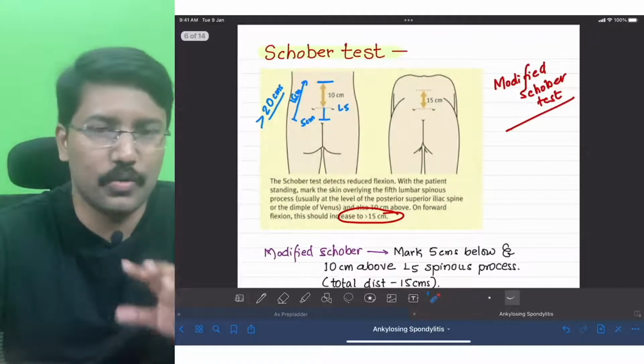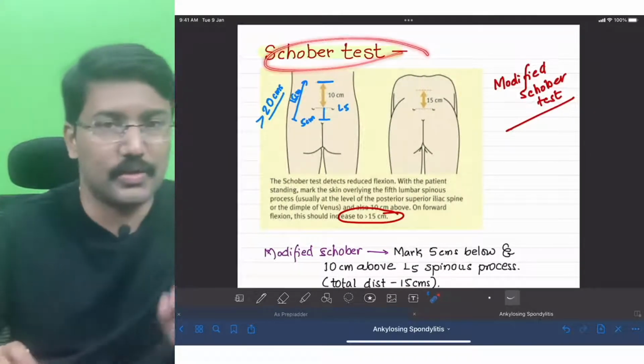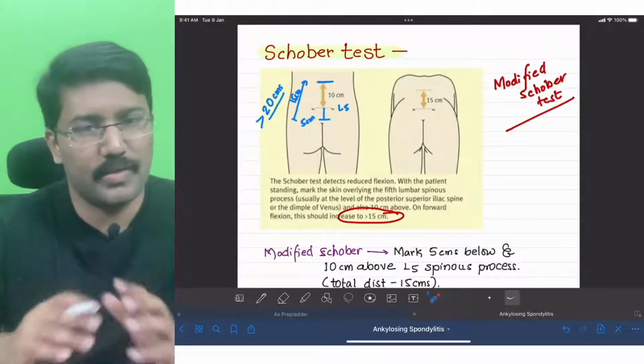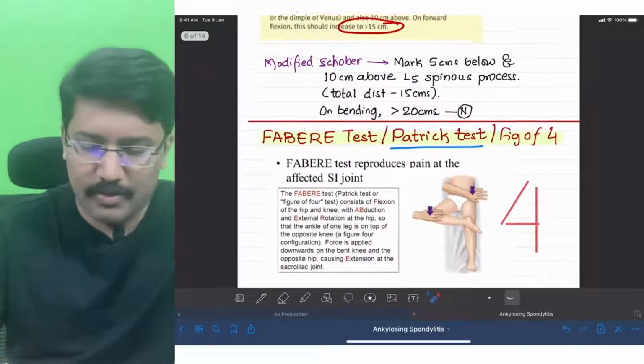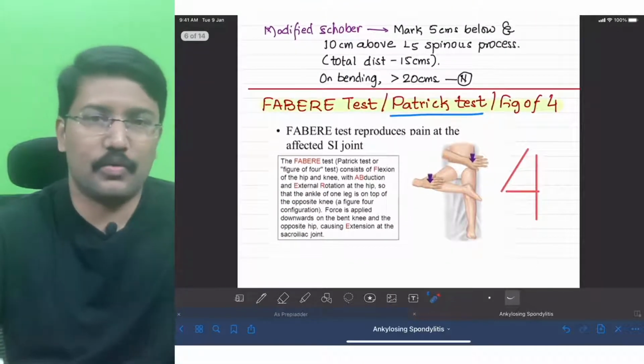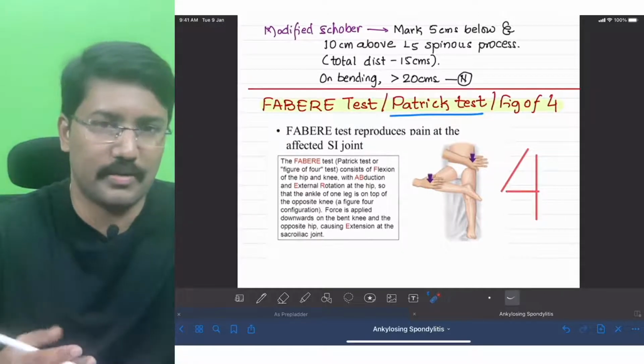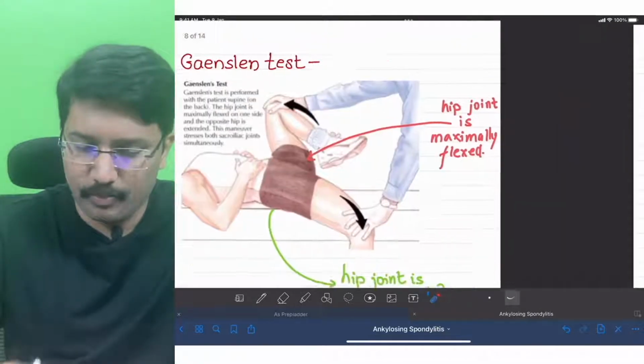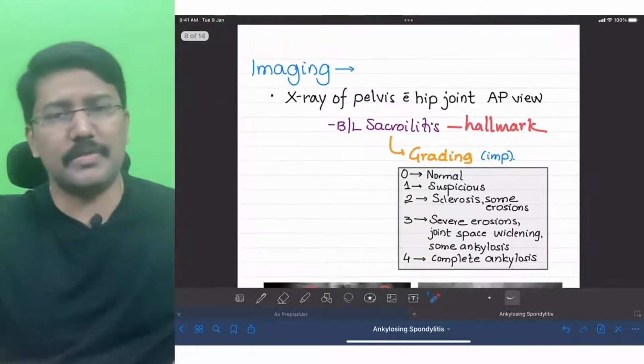This we did to assess the, why did we do this? To assess the spine mobility, right? Whether it is flexible or not. But the other two tests were basically trying to demonstrate that the patient has sacroiliitis, right? We're trying to trigger the pain. Okay, that is the physical maneuvers.